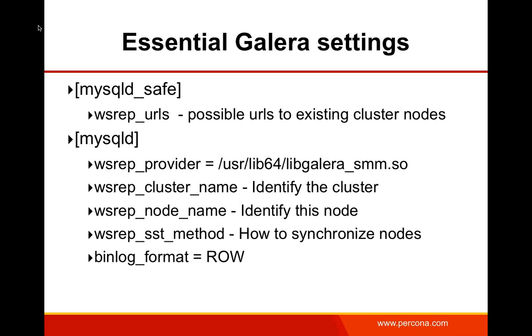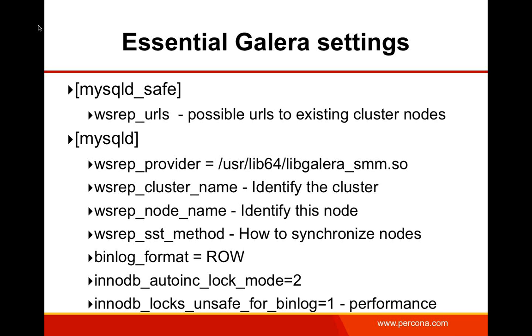Then, after we get out of wsrep settings, we go into standard MySQL settings. We have to set row-based replication for the binlog format. We have to set innodb_autoinc_lock_mode equal to 2. And then innodb_locks_unsafe_for_binlog used to be a requirement. Actually, now it's not, but I was told by the Codership guys that this is recommended for performance, so you should set innodb_locks_unsafe_for_binlog equal to 1. So this is really it. You can start up a cluster node with just these settings.